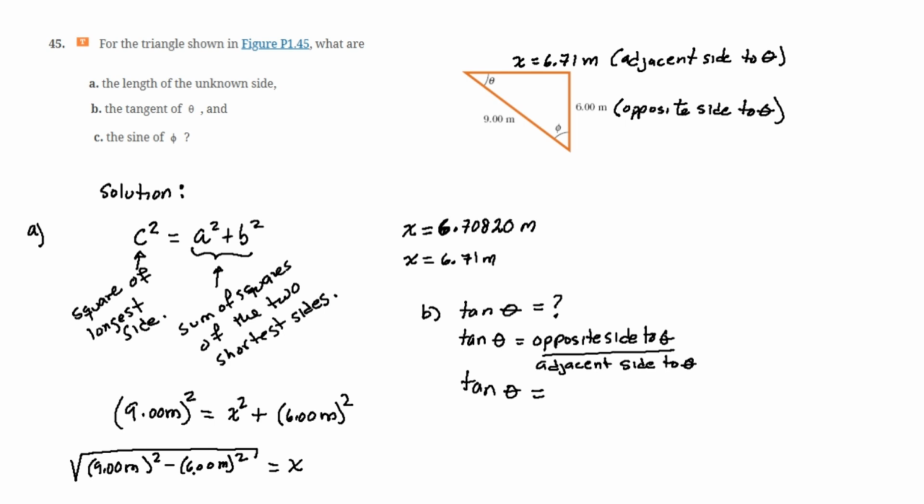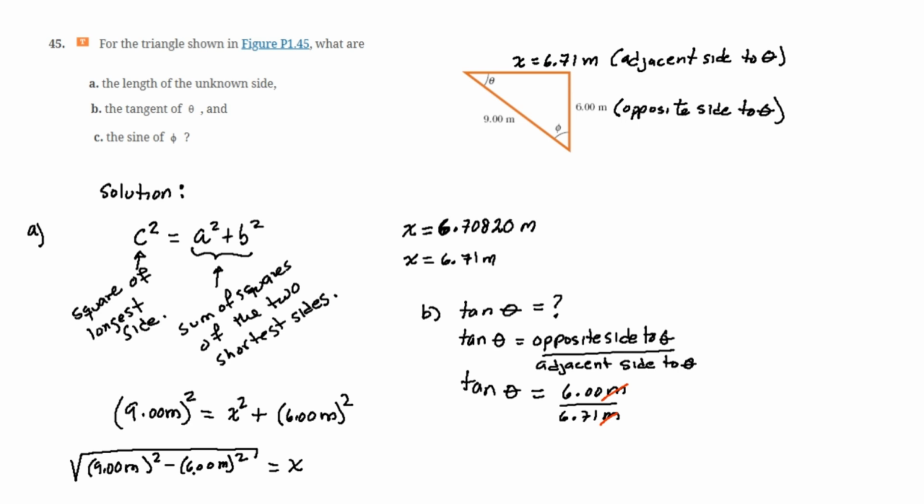So if I want to find the tangent of theta, I would say the tangent of theta is 6.00 meters divided by 6.71 meters. Now, of course, the meters are going to cancel out. Okay? Meters are going to cancel out because the sine, the cosine, the tangent have no units, right? The tangent of an angle has no units. The sine of an angle has no units. The cosine of an angle has no units. It's a dimensionless number.